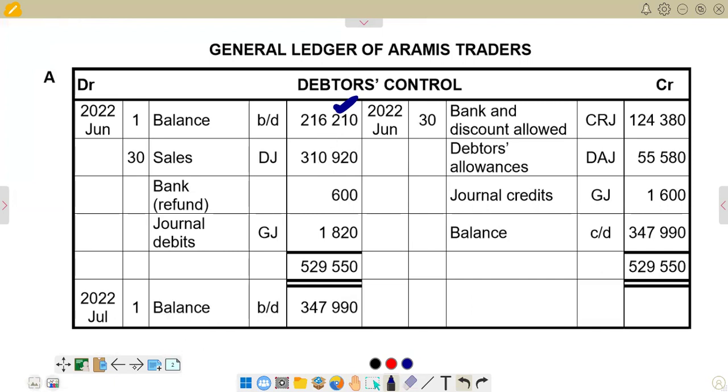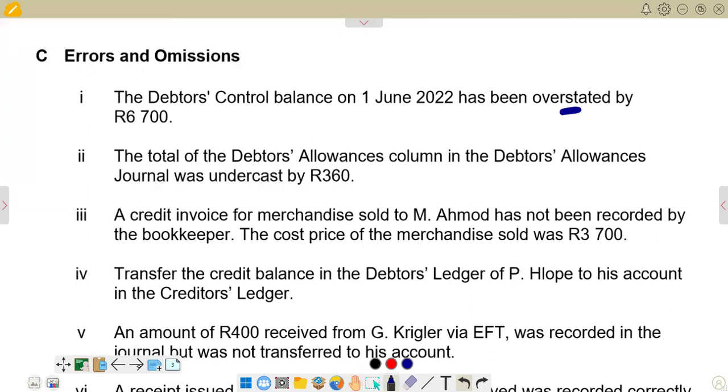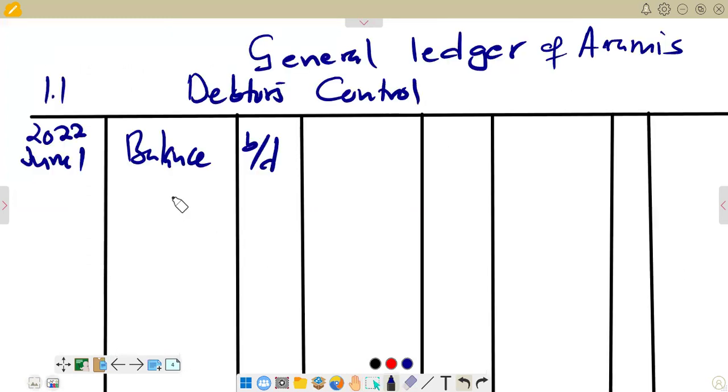So in the other section, we are just going to summarize as such. We say our 216,210, and then you subtract your 6,700 to get the correct opening balance. After calculating, the answer that you are supposed to get is 209,510. So this is a correction that we have to make to the opening balance, that is balance b/d.